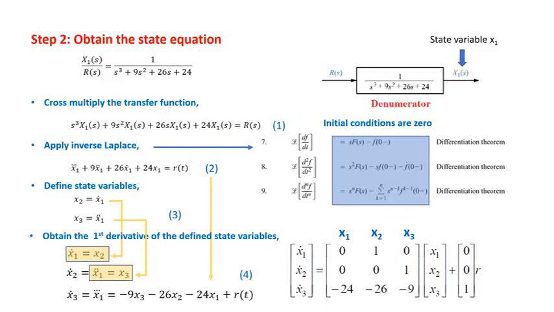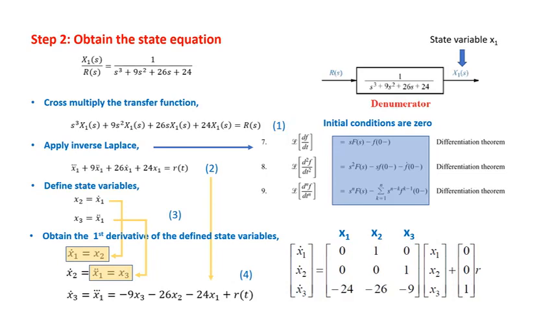Step 2 is to obtain the state equations from the denominator block. Cross-multiply the transfer function of the denominator block to get equation 1. Then, apply inverse Laplace to get the differential equation of equation 1. Use items number 7, 8 and 9 from the Laplace theorem table and assume all the initial conditions to be 0. You will get equation 2.